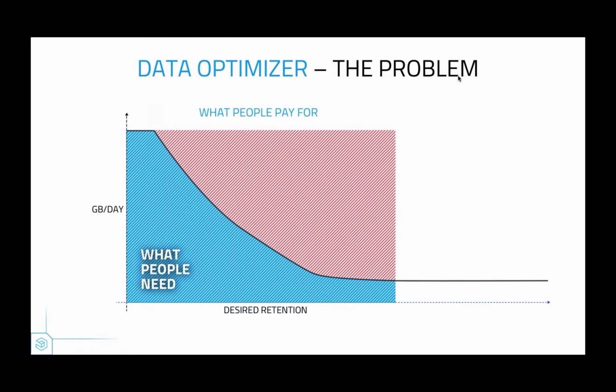And this compromise is twofold. A, companies end up paying for storing data that doesn't need to be retained in the first place. And B, because of the steep prices, the retention they end up paying for is not sufficient for retaining important data over time.